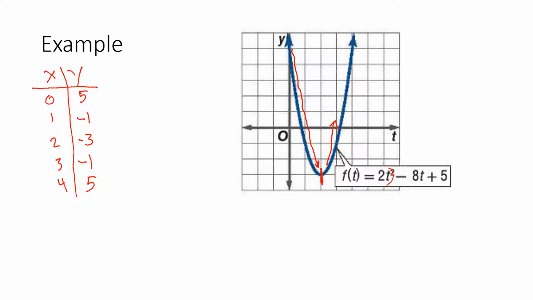Now, if you notice here, from here to 2, I'm decreasing. That means my value is getting smaller and smaller. And then from 2 all the way up, I'm increasing.